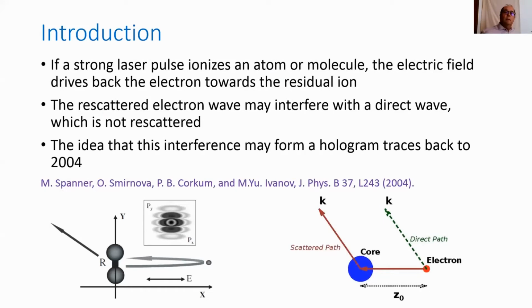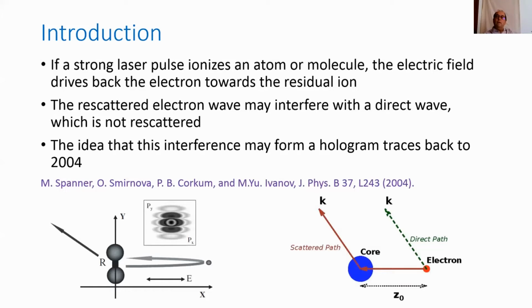Well, it is well known that if a strong laser pulse ionizes an atom or a molecule, the electron is driven back towards the residual ion. And this electron may rescatter on this residual ion. And the rescattered electron wave may interfere with the direct wave, which is not rescattered.